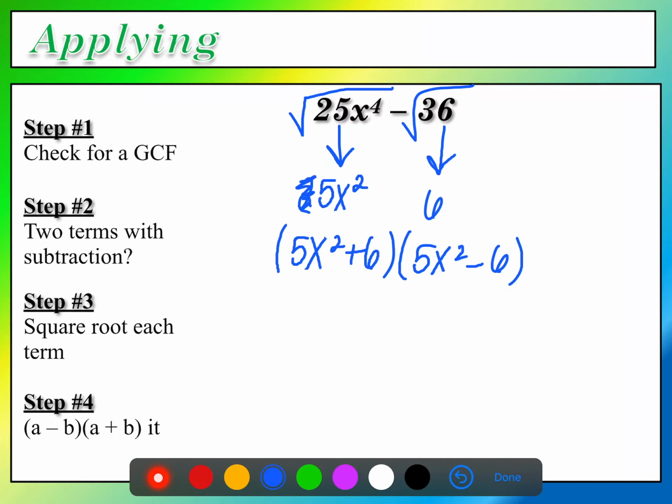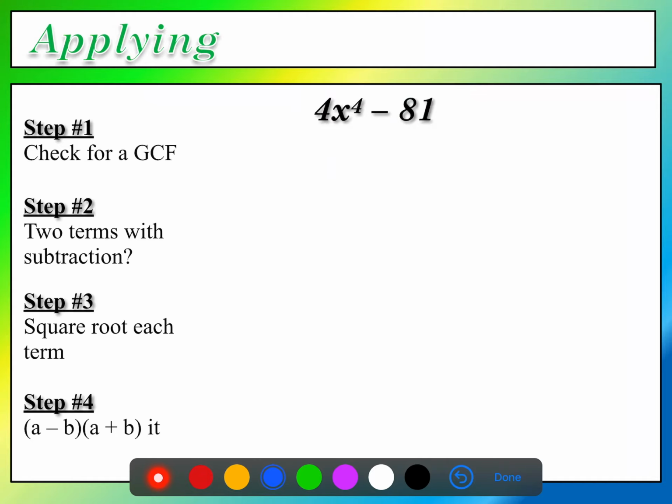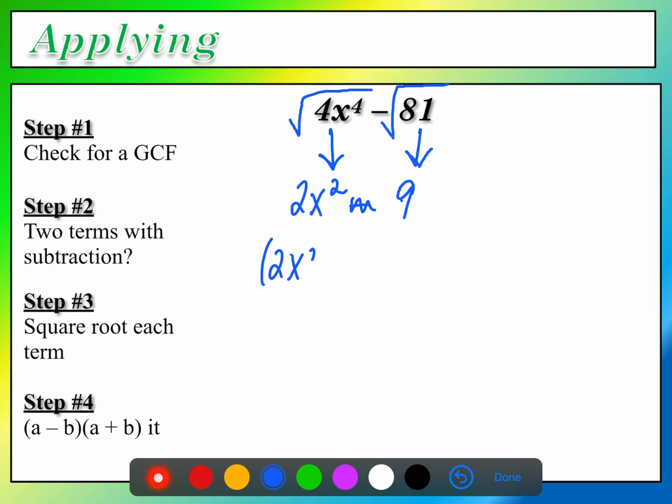The coefficient and the variable, you want everything to be a perfect square. Make sure you're always checking for GCF as well. We haven't encountered that yet, but you never know. So I have 2x squared and 9 as my square roots. So (2x squared plus 9)(2x squared minus 9).